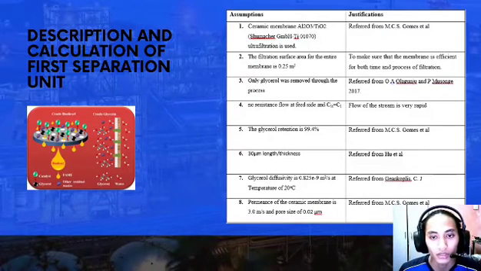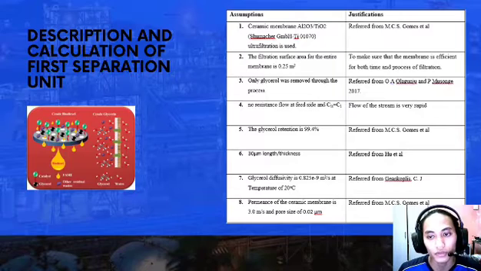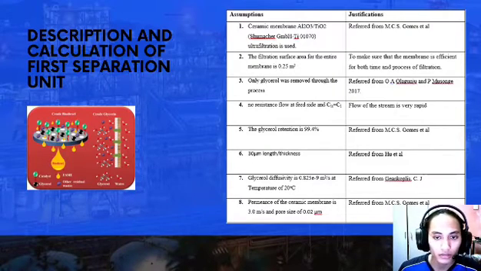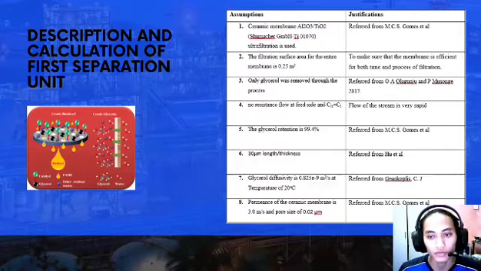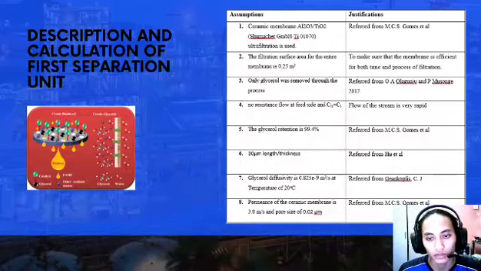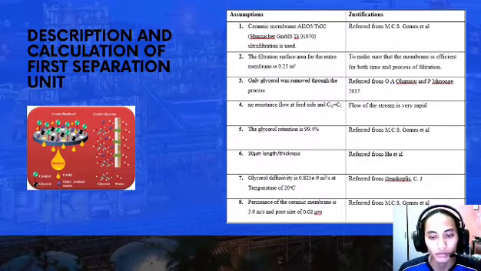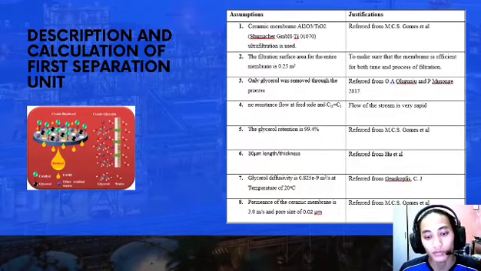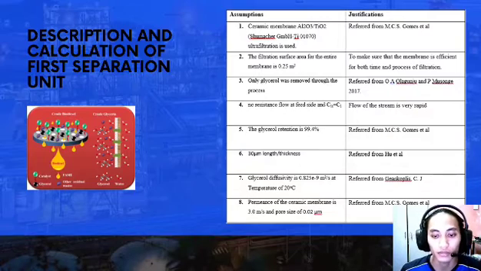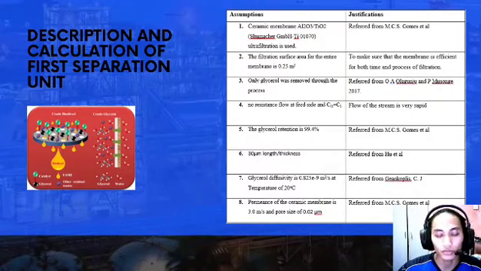In this process, chlorine is low at the permeate side, so C1 equals C1i plus the flow of stream to the permeate. The retention of glycerol is 99.4%. The thickness and length is 30 picometer. The diffusivity of glycerol is 8.5 times 10 power of 20 and it is calculated at a temperature of 50 degrees Celsius. And lastly, the permeance of the ceramic membrane is 23 meters per second and the pore size is 0.02.